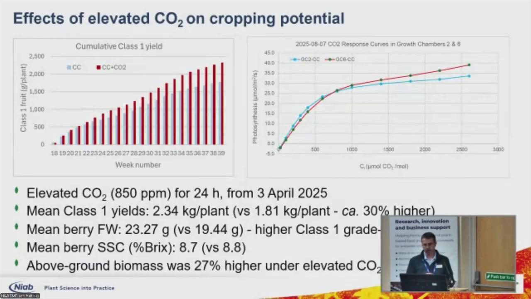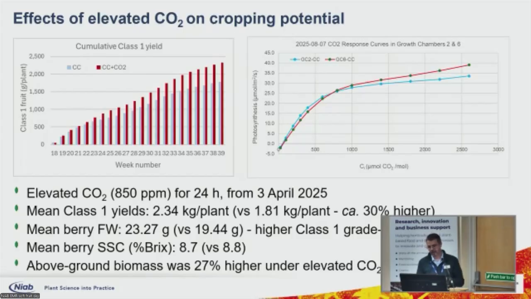So then we are also interested, of course, in trying to maximize class 1 yields. And so we know that using CO2 enrichment is a great way to do this. And so in a separate growth room then, we used a CO2 enrichment strategy, in this case, enriched for 24 hours, so enriched every day essentially, and compared that to the yields from similar plants growing at ambient CO2. And you can see there then a 30% increase in class 1 yield per plant was achieved using CO2 enrichment, and that mostly came about due to the higher fresh weight of individual berries.